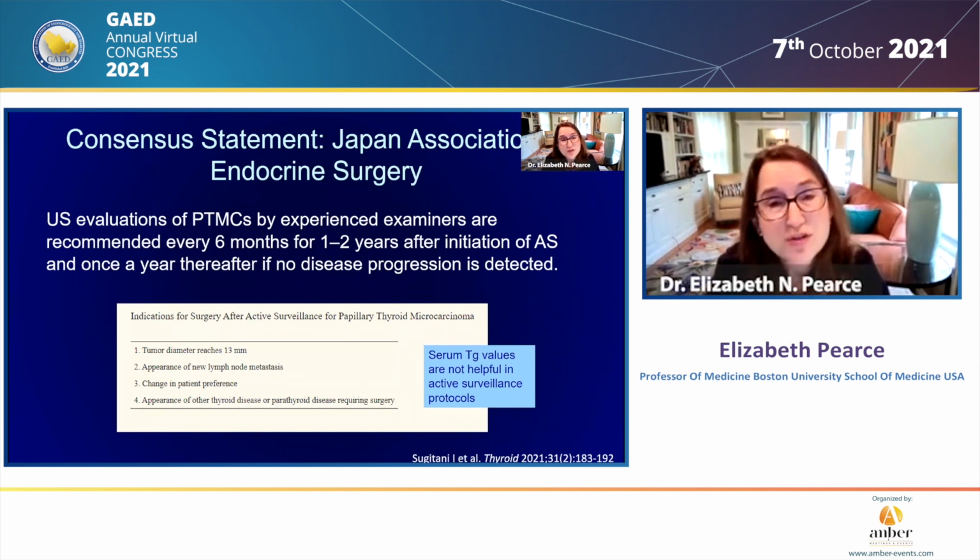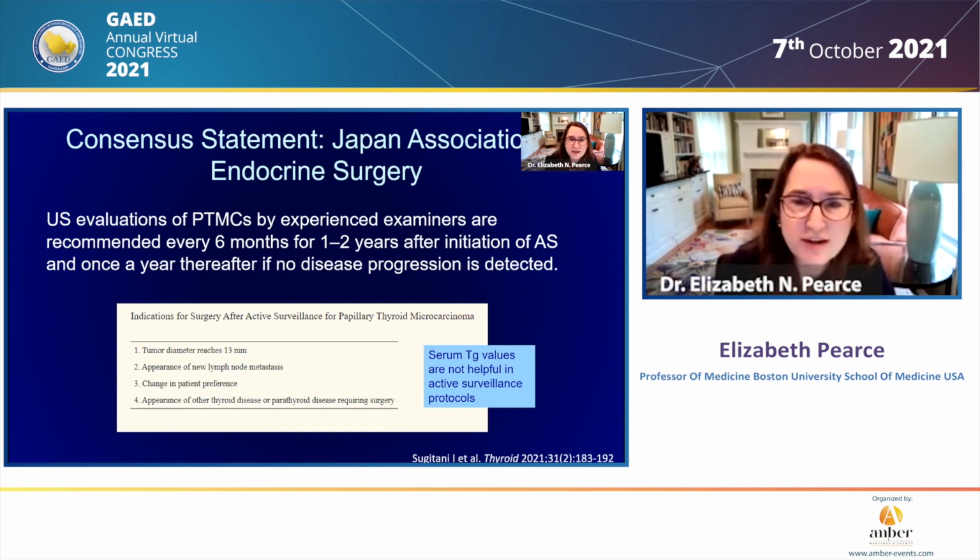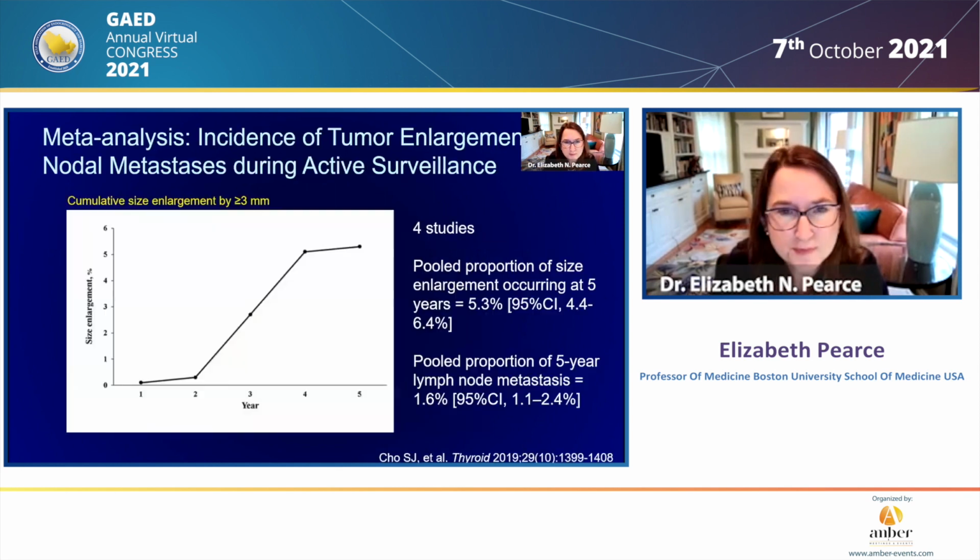The triggers to send patients to the operating room and to stop this active surveillance protocol would be growth of a tumor to at least 13 millimeters in size, appearance of new lymph node metastases, patients who just change their mind and want to change directions, or some other reason to have neck surgery like concomitant parathyroid disease. And important and helpful, serum thyroglobulin is not helpful in following these patients. They all have an intact thyroid. And so the protocols really use ultrasound only and not serum thyroglobulin for surveillance.